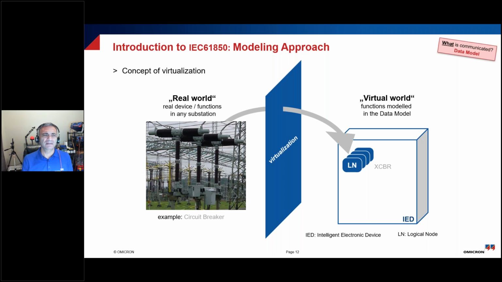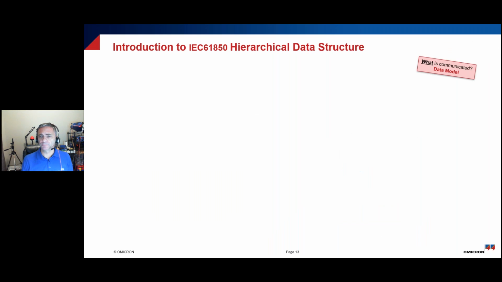Think of it like different files inside your computer, and inside that file you'll have data, and that data could be the position, whether the breaker is open or closed, and other information about it. But let's take a look at the position of the breaker. The position of the breaker is what is called a data attribute. So let's take a look at that a little bit further.